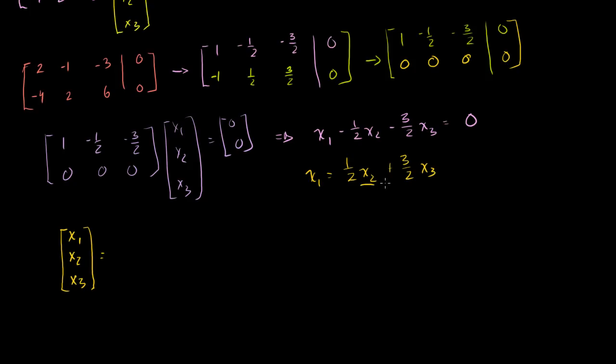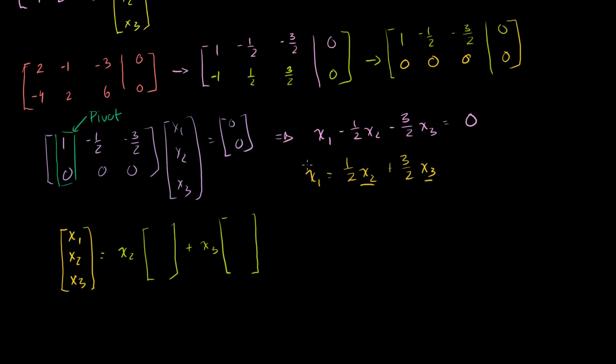Well, x2 and x3 are free variables. They're associated with the non-pivot columns in our reduced row echelon form. That is a pivot column right there. So let me write it this way. It's going to be x2 times something plus x3 times something. Those are my two free variables.